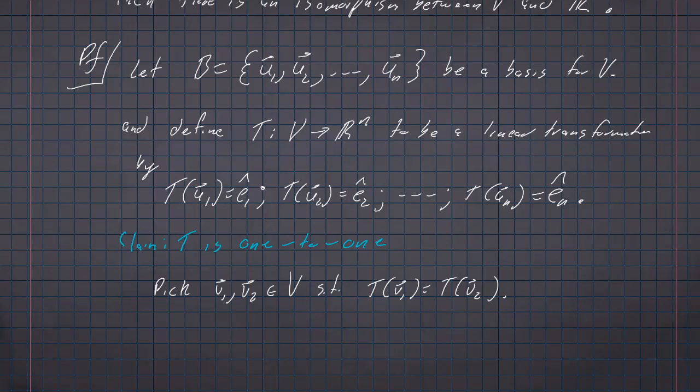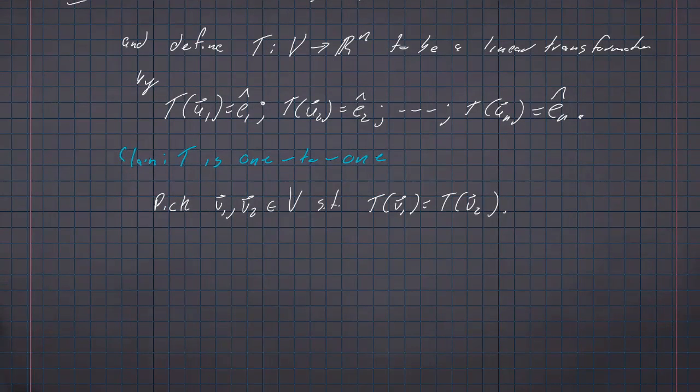To show that a transformation is one-to-one, we always take two vectors out of the domain so that when we evaluate the transformation on each of those vectors, we get the same thing. So pick v1 and v2 in vector space V, such that T of v1 is equal to T of v2. Now, we don't know a lot about vector space V. All we know is we have one basis.